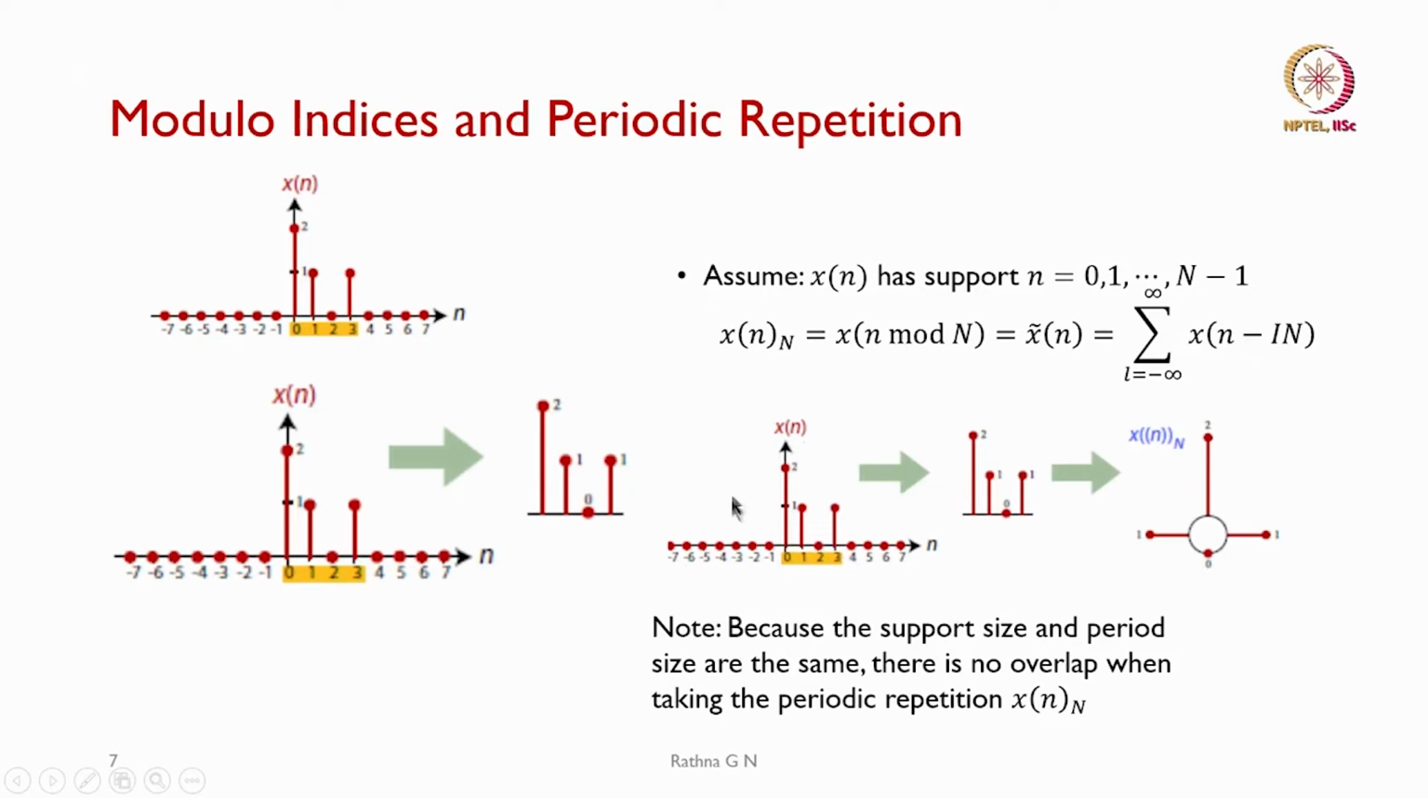So, this is our x of n, this is what we have taken. When we do the repetition, you will be seeing that the modulo of n is going to be 2, 1, 0, 1. Because the support size and period size are the same, there is no overlap when taking the periodic repetition of our x of n. So, you will be seeing that it is the same.